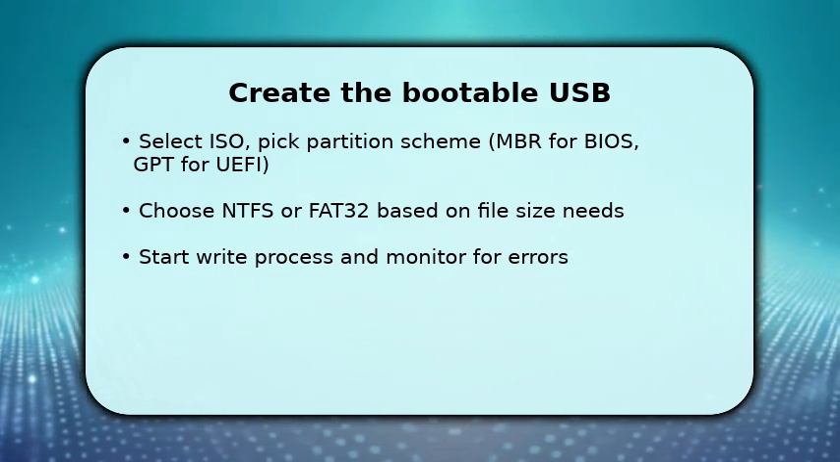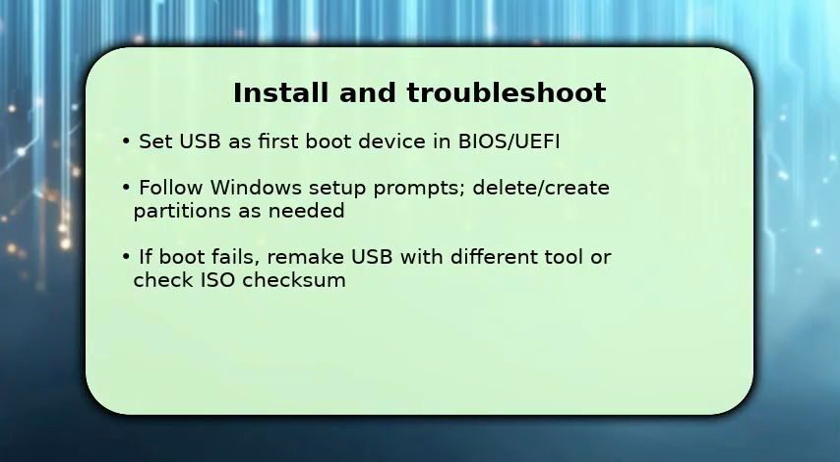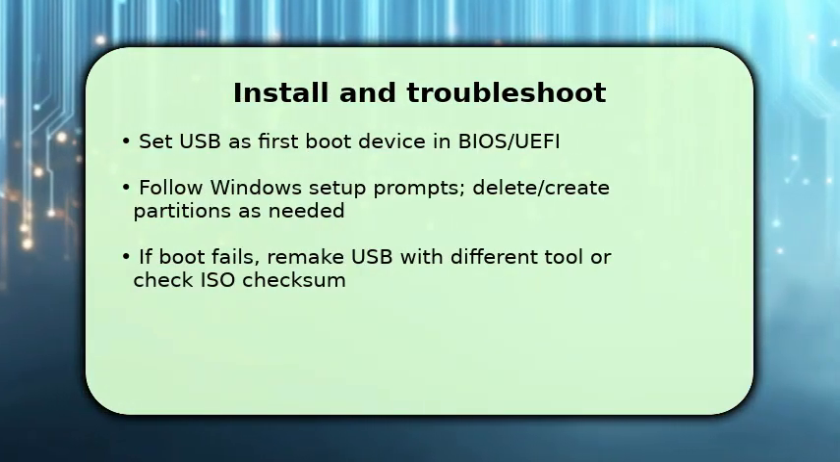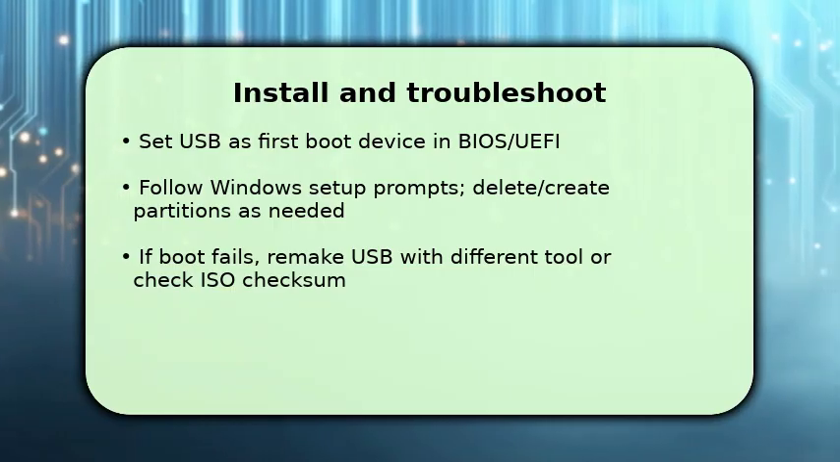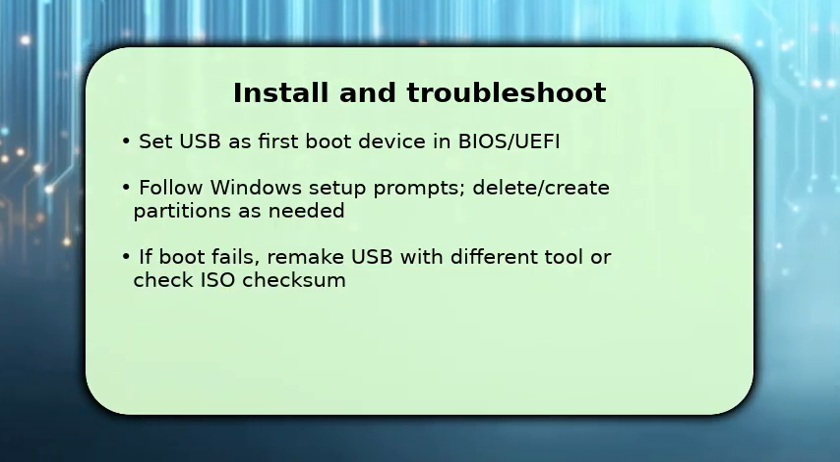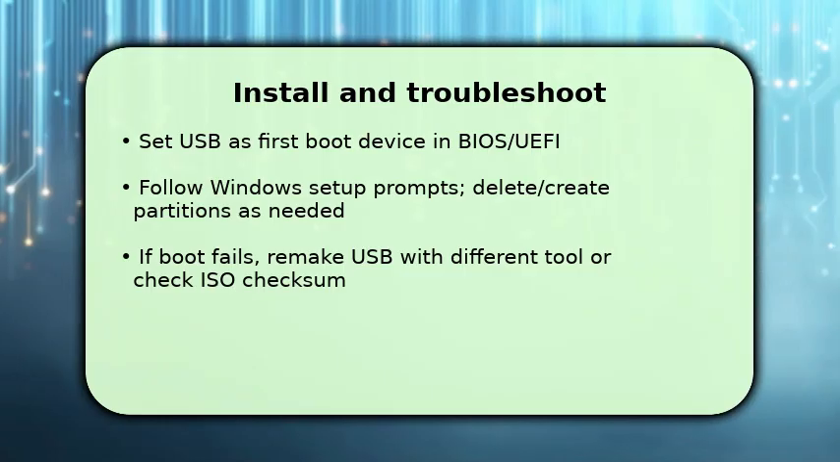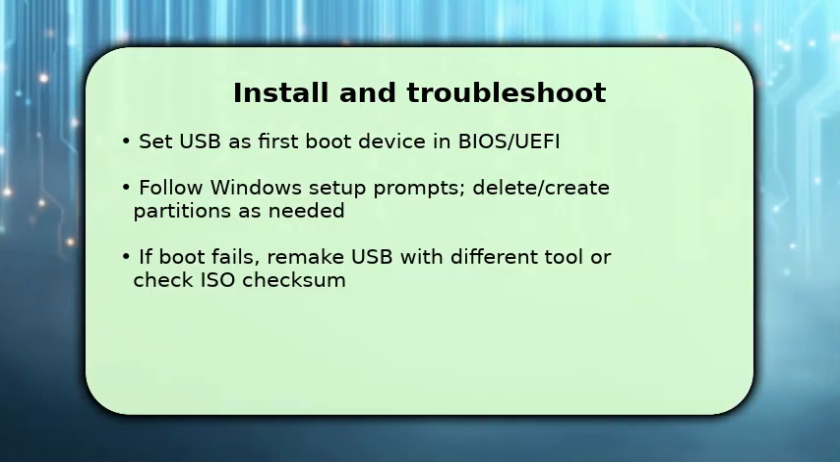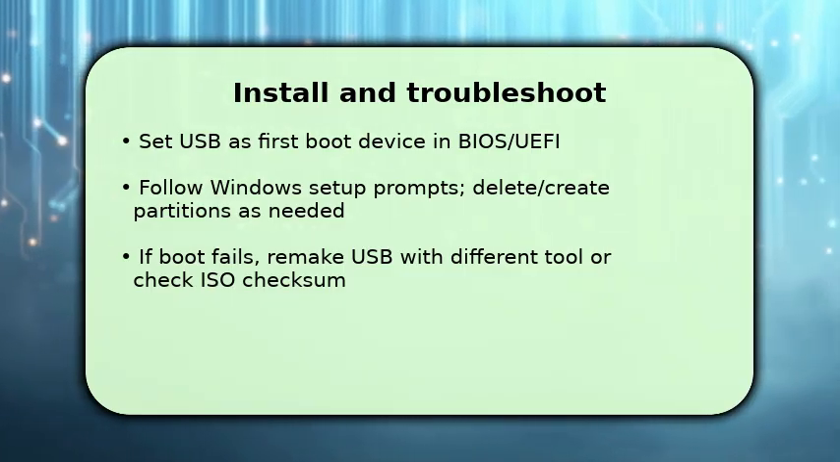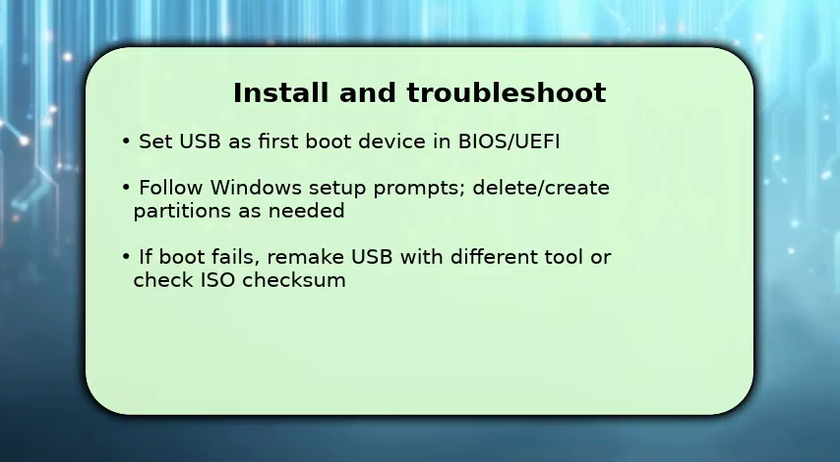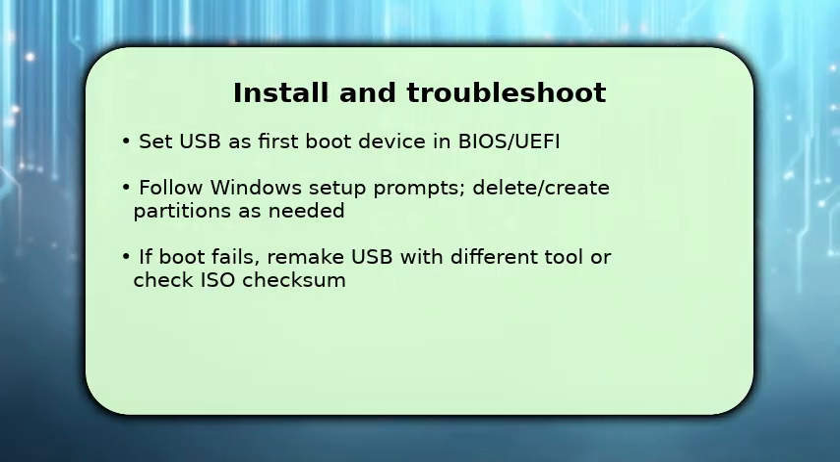To finish, plug the USB into the target machine and set it as the first boot device in BIOS or UEFI. Save and restart. The Windows installer will load. Follow the prompts, select Custom Install if you need to reformat or create partitions, and proceed. If setup won't start, check BIOS boot order and USB mode, UEFI versus legacy.